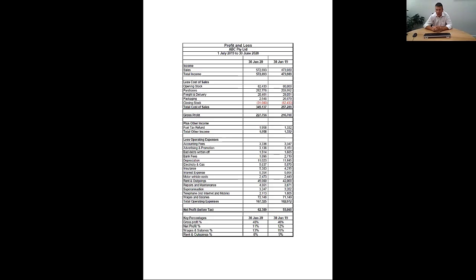So it's a real life example of what a profit and loss statement looks like. So I'll stop my sharing and open it for questions.